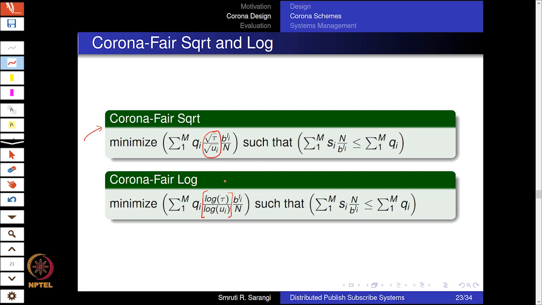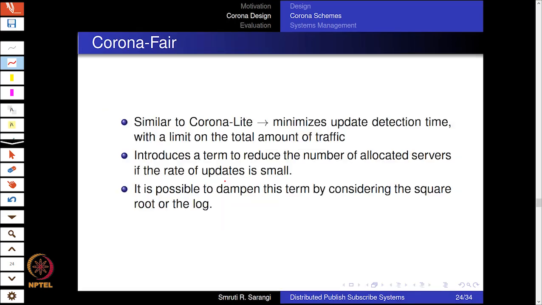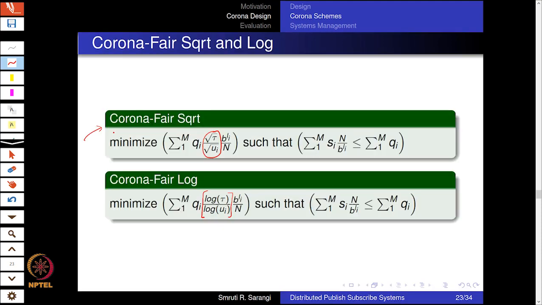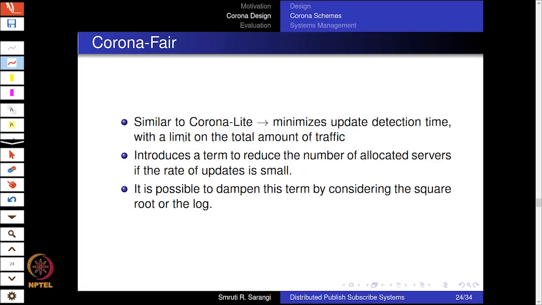And so we consider the ratios of the logs. So as we discussed, Corona Fair is similar to Corona Lite. Corona Fair, of course, has two versions, Fair Square Root and Corona Fair Log. It also tries to minimize the update detection time, which we call the update time in the lecture. So recall, update time is different from update interval. Just go back to 2 slides back. So it minimizes the weighted update detection time with a limit on the total amount of traffic. It also introduces a term to reduce the number of allocated servers if the rate of updates is small, which we have been calling the update interval.